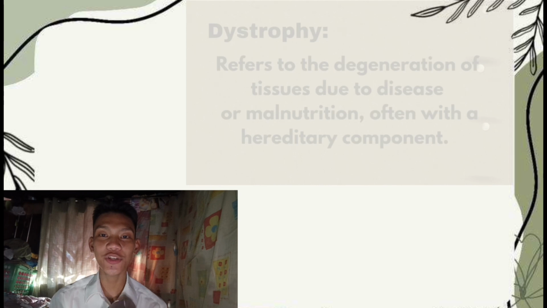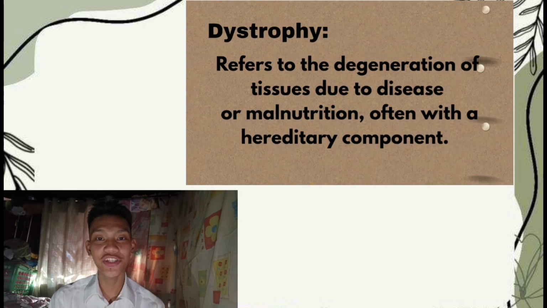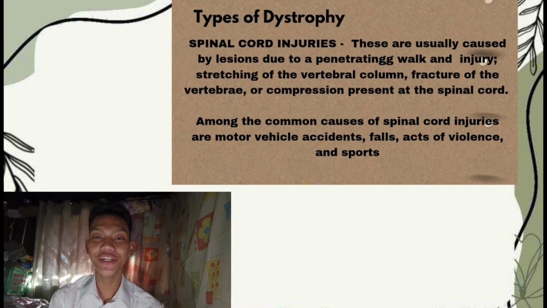So when we say dystrophy, it refers to the degeneration of tissues due to disease or malnutrition, which is often with a hereditary component. So we have here the first type, which is spinal cord injuries. These are usually caused by lesions due to a penetrating blow and injury, stretching of the vertebral column, fracture of the vertebrae, or compression present at the spinal cord.